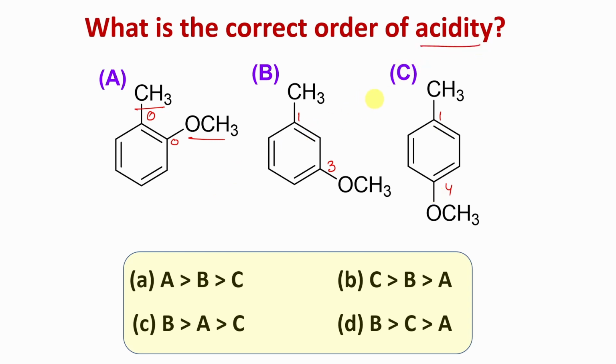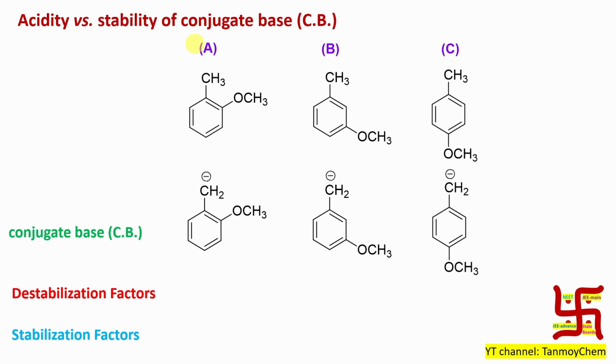Now remember, whenever the question of acidity is asked, you should go straight to the concept of the stability of the conjugate base. What is the logic? If the stability of the conjugate base is higher, then acidity will be higher. More the stability of the conjugate base, more is the acidity. What is a conjugate base? If you remove a proton from this molecule, whatever negatively charged species remains is the conjugate base. So here proton release will happen from here, here and here to produce these three conjugate bases.